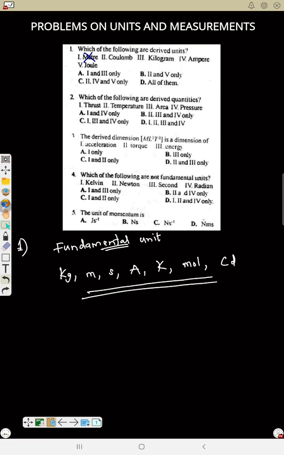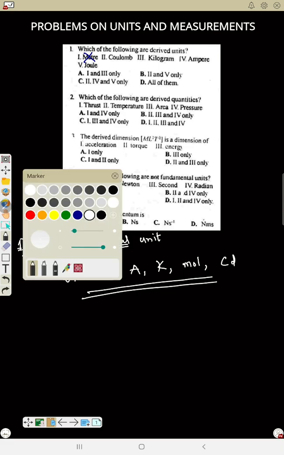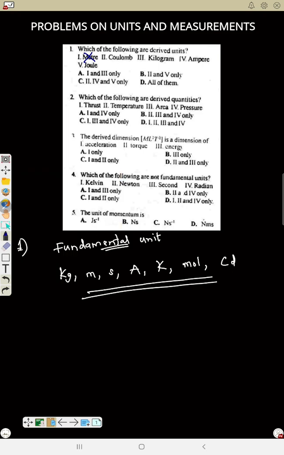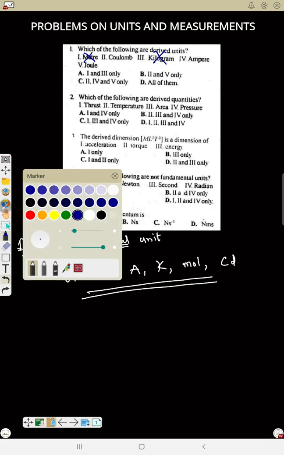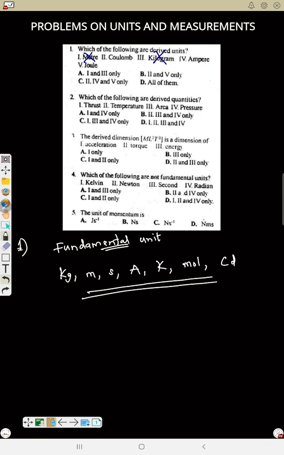So kilogram. Now kilogram is part of the fundamental units here. So that means it cannot be derived. So that's how you choose the answer. You screen some out. IV amps, that is ampere, is the unit for current, and is also part of the fundamental units. That means it cannot be derived.